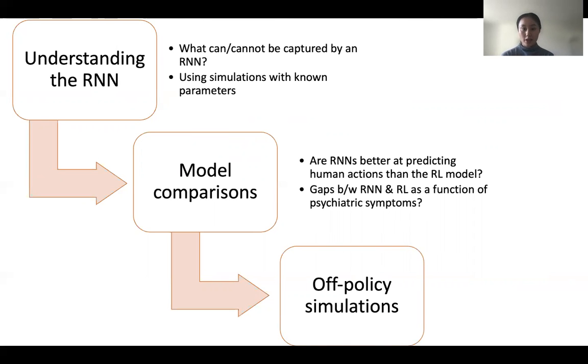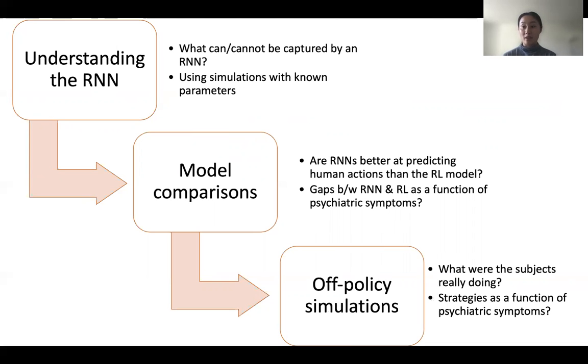And in the final stage, we want to ask what the subjects were really doing and what the RNNs really learned. So currently we're at the second stage. We are still at the model comparison stage.